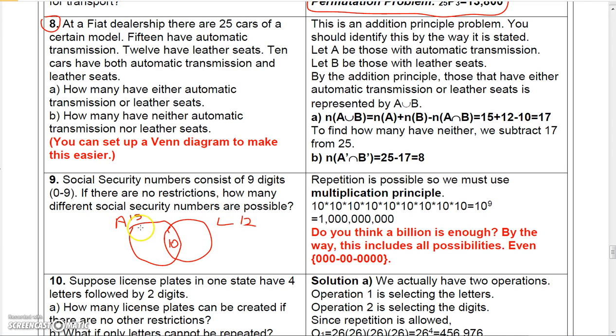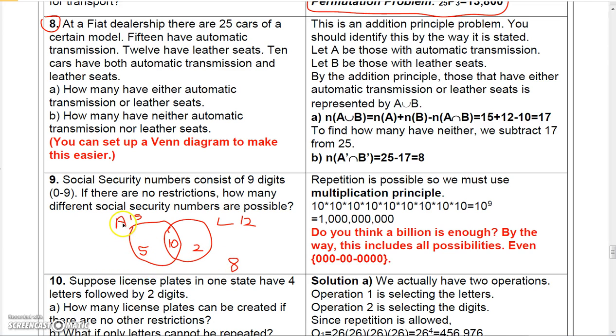So that means if I take 15 minus 10, there's 5 here that have automatic but no leather seats. And if I take the 12 away from 10, there's 2 here that have leather seats but no automatic transmission. So that's 5, 10, 2, 17 of the 25 cars. So there must be 8 cars that have neither out here.